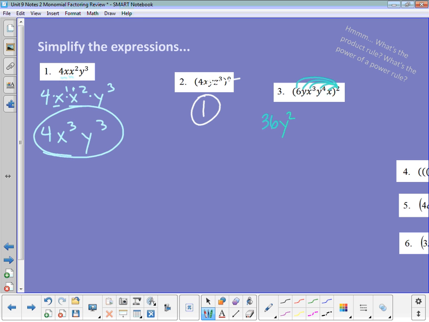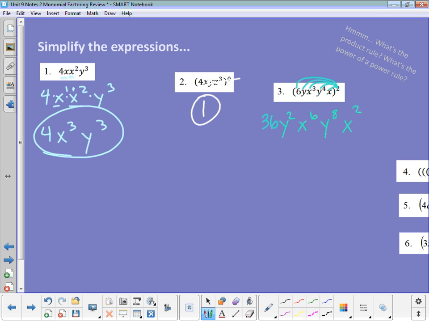X to the third to the second, I need to multiply my power, so that's going to be x to the sixth. Y to the fourth to the second, again, I need to multiply my power, so that's going to be y to the eighth. And x to the first to the second, 1 times 2 is 2, so that's just x to the second. Now I have to check if there's any more simplifying.